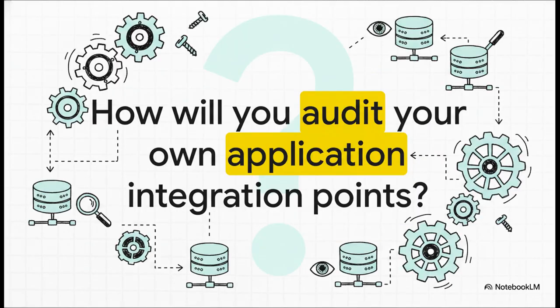And we'll leave you with this thought. We just broke down one very specific vulnerability. But the pattern is universal. Now that you've seen how one single missing security control can lead to a full takeover, how are you going to audit the integration points in your own applications? What's hiding in plain sight in your own infrastructure?